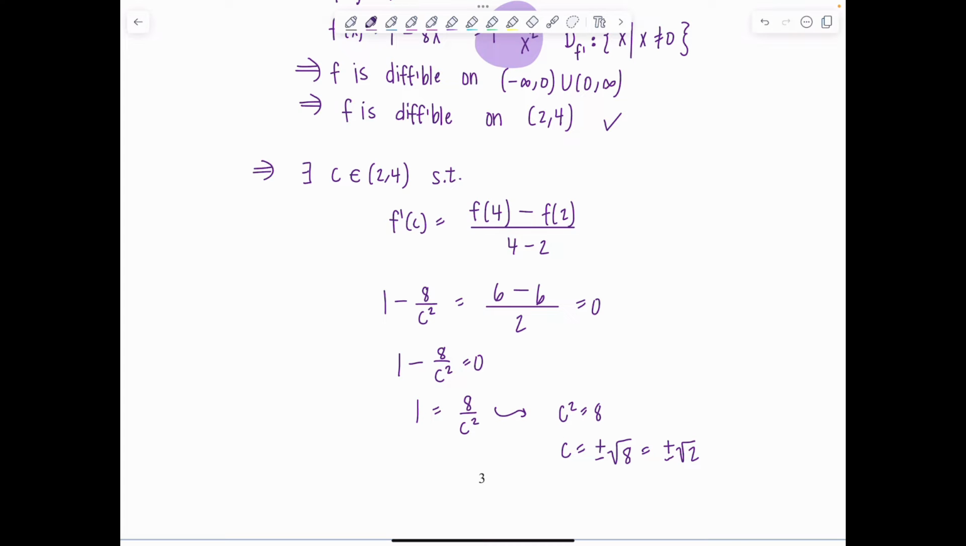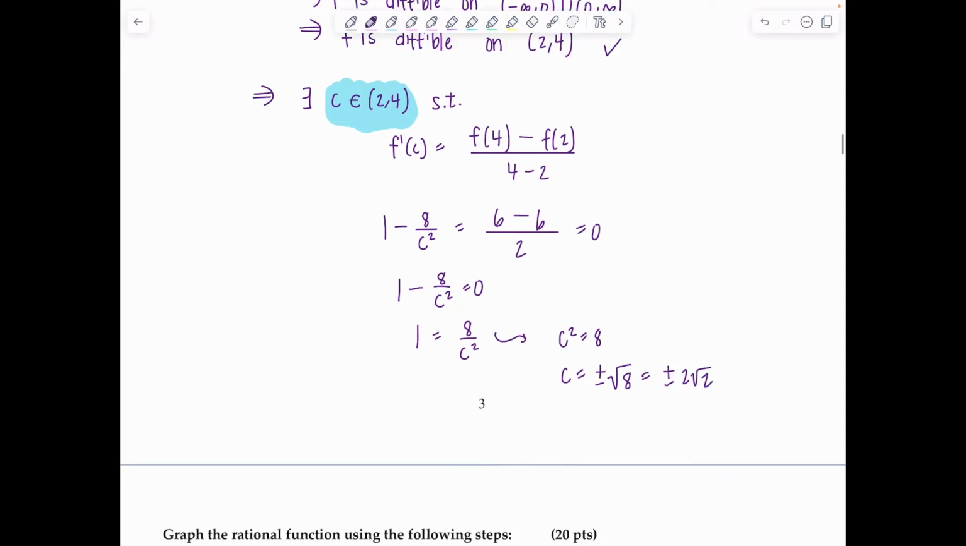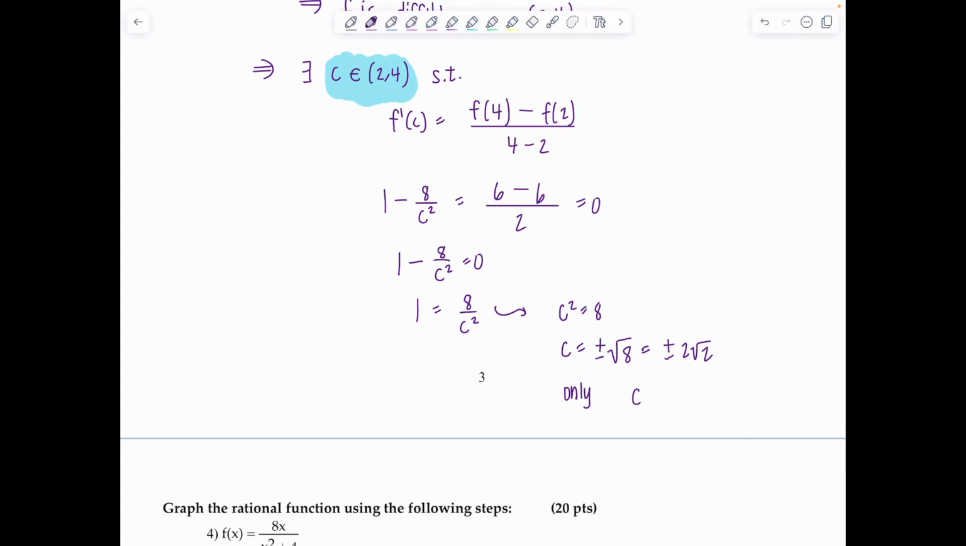But remember, c has to be on the interval from 2 to 4. So the negative 2 root 2 we have to throw away, right? Because that's not on the interval from 2 to 4. So only c equals positive 2 root 2 is an element of 2 to 4. So that's the only value we report. Okay? Good, good, good. Moving on.